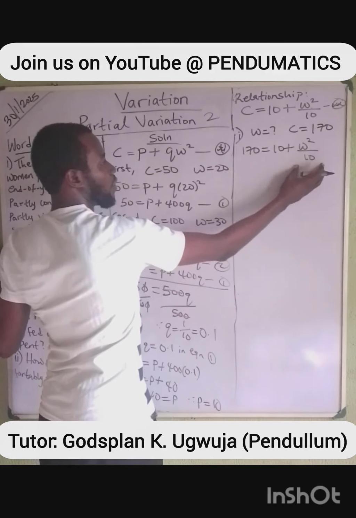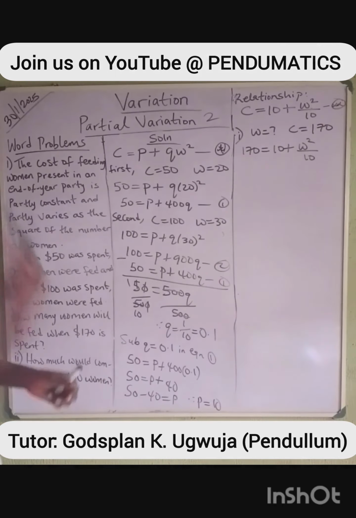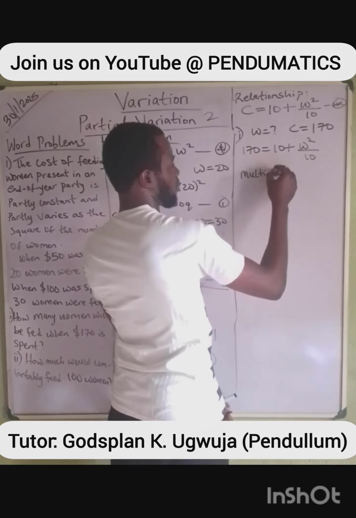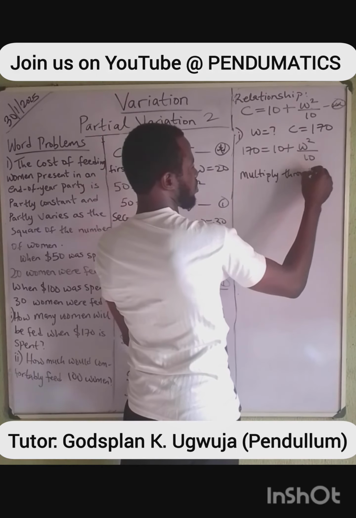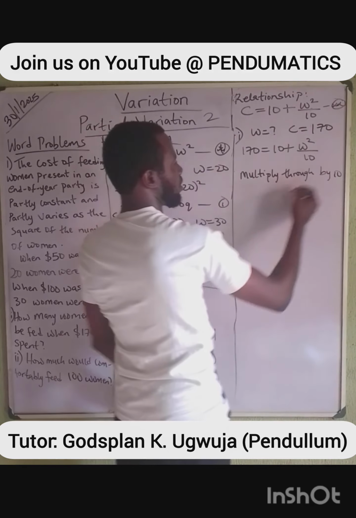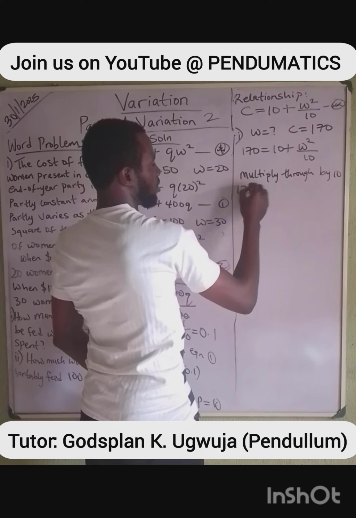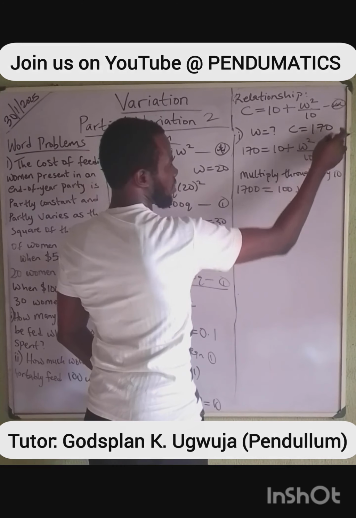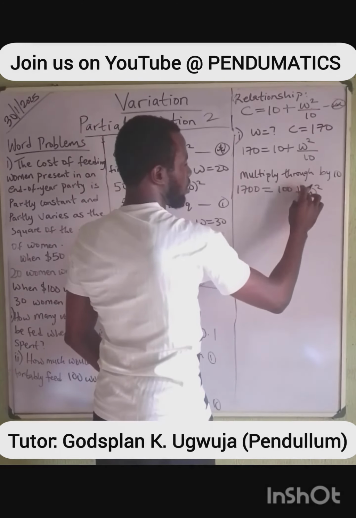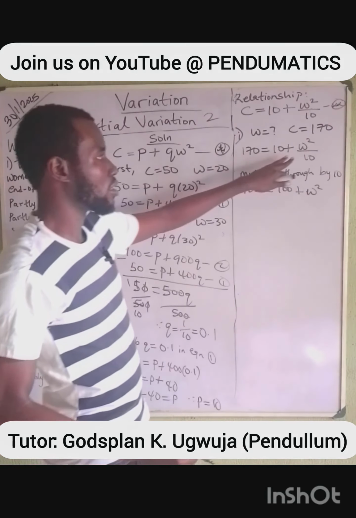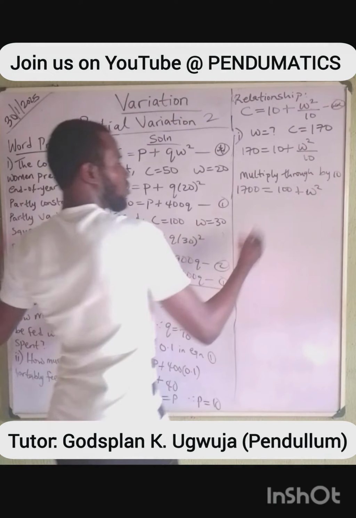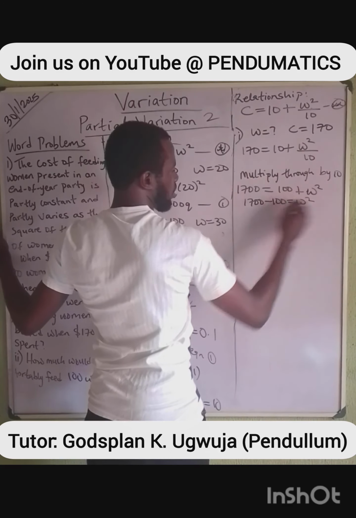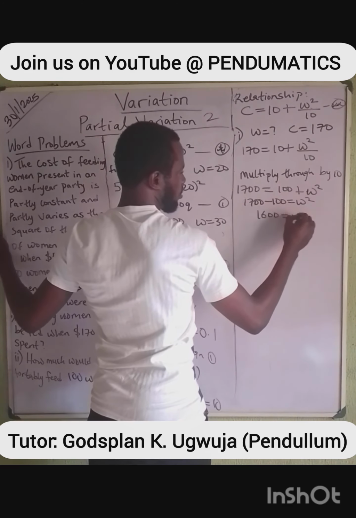Now, whenever you have something with a fraction, always try to remove the fraction. And you remove this fraction by multiplying through by this, by 10. So 170 times 10, 1700. 10 times 10, 100. W square over 10 times 10, 10 will cancel 10, W square. Alright, so we've removed this fraction here. Now this one will come here. So 1700 minus 100 is equal to W square. This will give you 1600 is equal to W square.